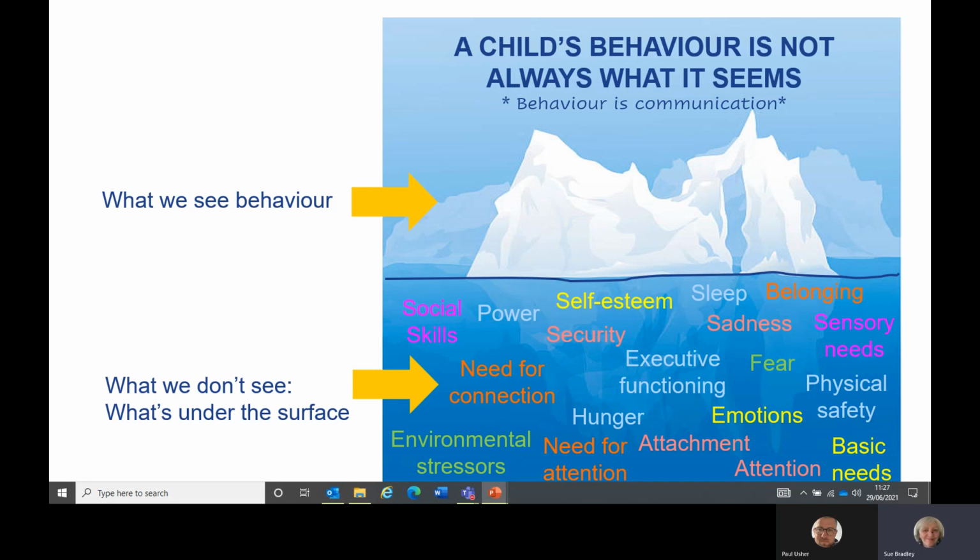And these can be things like social skills. They may not know what to do in a social situation. They may be hungry. They might need some attention. Their basic needs may not be being met. They might be sad. They might be tired. They might have sensory issues. The lights are too bright. The noise is too loud. All of these things are underneath the waterline, and these are emotions and reasons that fuel the main behaviour that we see.